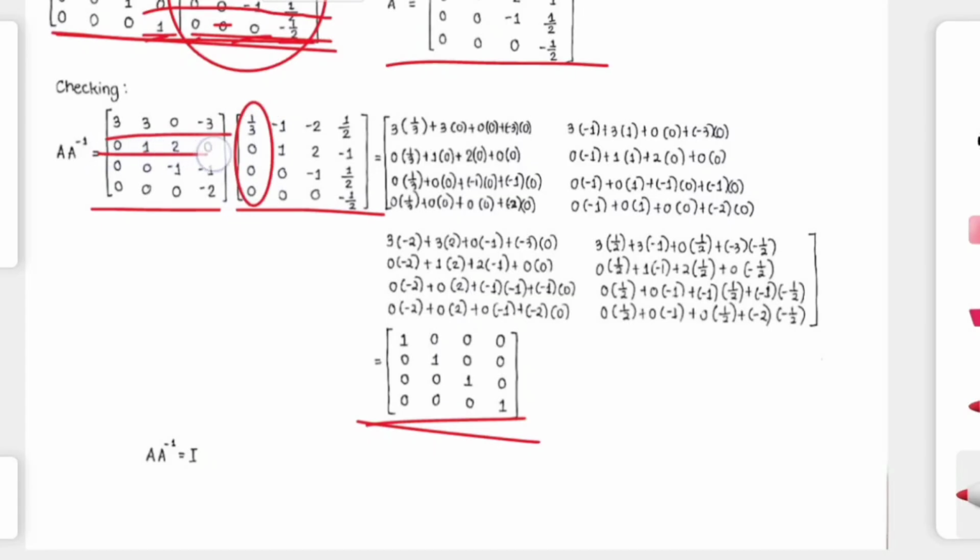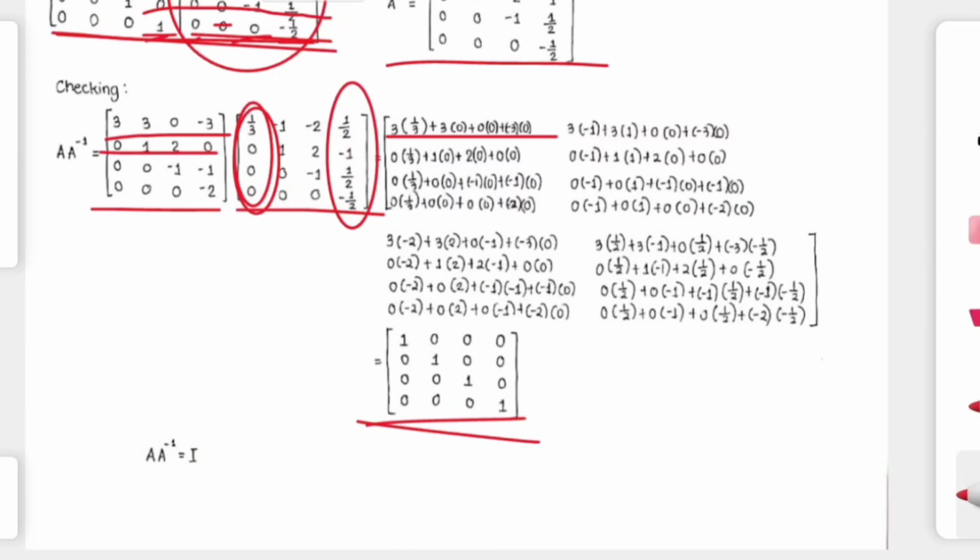So we have row 2 multiplied to the column 1 also, and it will follow until we get into column 4. So first, let's have the row 1 multiplied to column 1. So 3 times the 1/3, 3 times 0, 0 times 0, and negative 3 times 0, and it will be added. Okay, so we have this in this form.